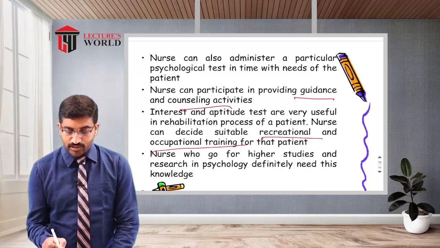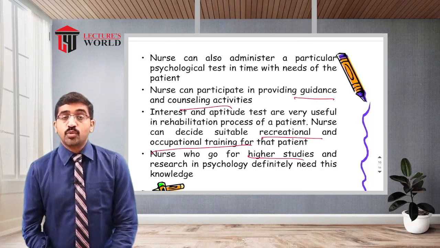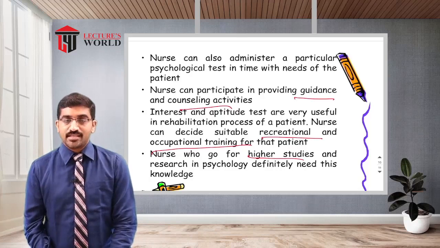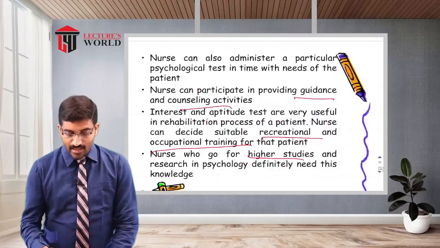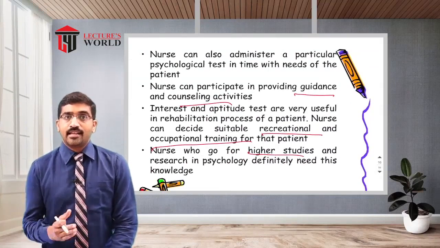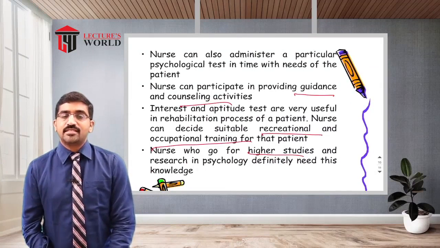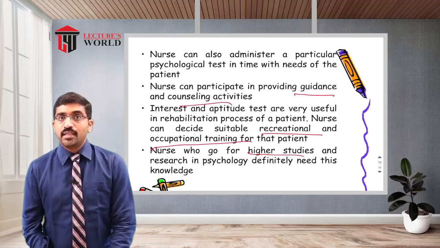And you can plan recreational and occupational training. Also, nurses who go for higher studies and want to do research, in your 4th year you may have a research subject, so there also you may do some research studies. There you will apply various psychological tests like the questionnaire, rating scale, checklist. Then you can go for further studies, any research studies. All the theories, like learning theories, have been developed based on research only. They did the research on animals, then applied it to human beings, then finalized and proved it.